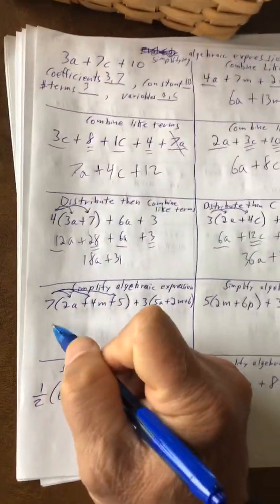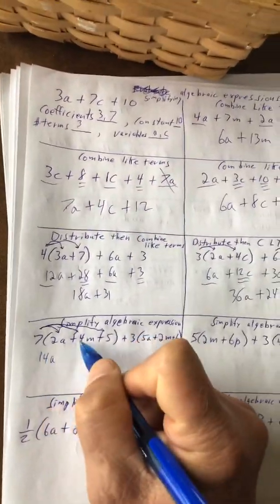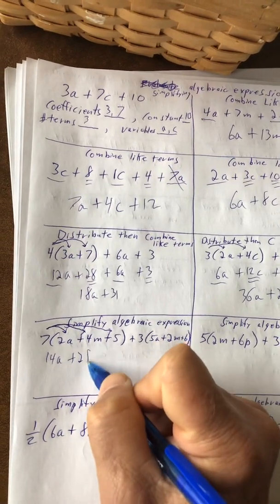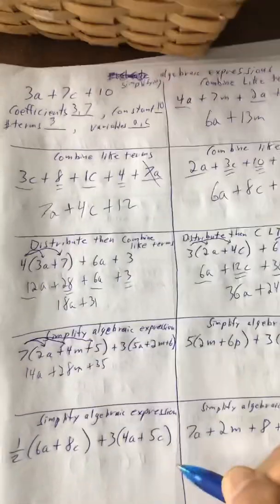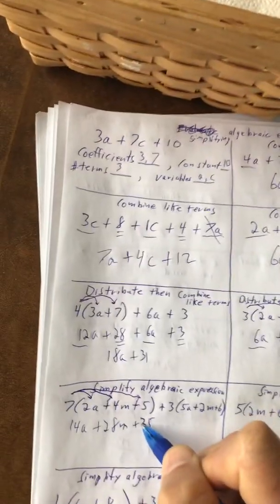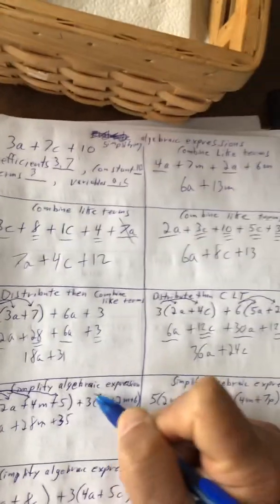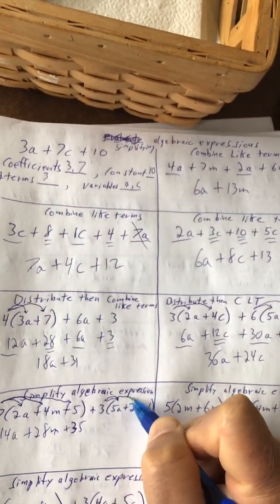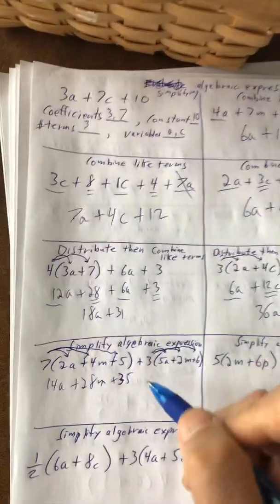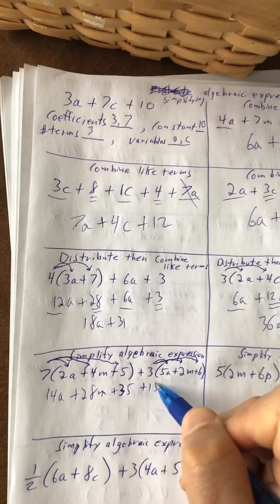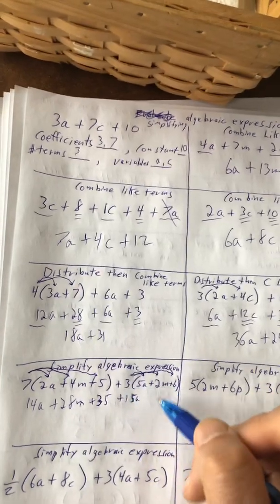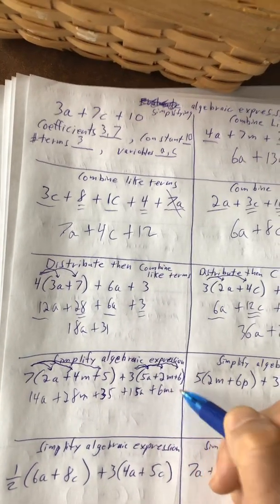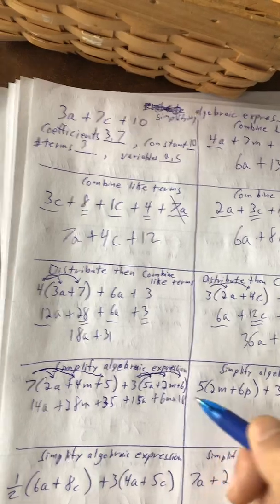So 7 times 2a is 14a. 7 times 4m is 28m. 7 times 5 is 35. It's a lousy 3. Now I'm going to multiply each of these by 3. So 3 times 5a is plus 15a. You got to put a plus or minus in between there. If everything's positive, it's just going to be pluses. 3 times 2 is plus 6m. And 3 times 6 is plus 18.